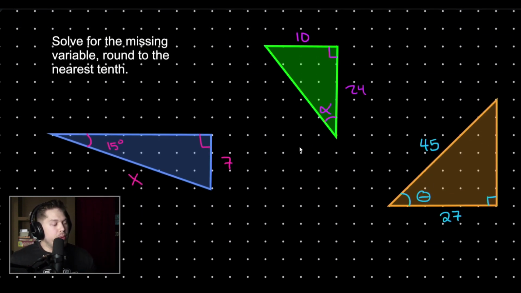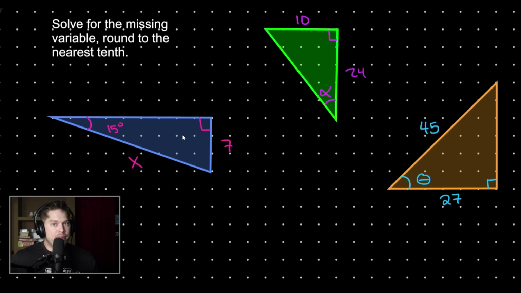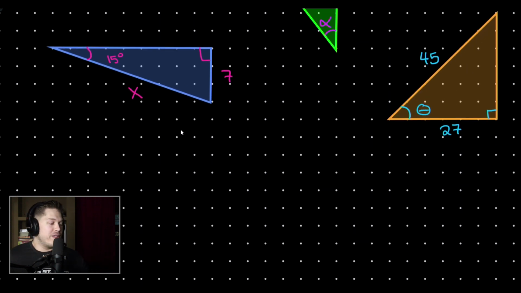Solve for the missing variable and round to the nearest tenth. Okay, let's start with this blue triangle. Scroll down a little bit so I don't get in the way. So what do we have? Well, our unknown is our hypotenuse, and our known is our opposite side to our 15 degrees.